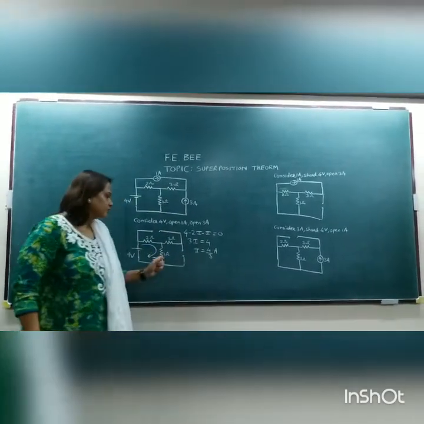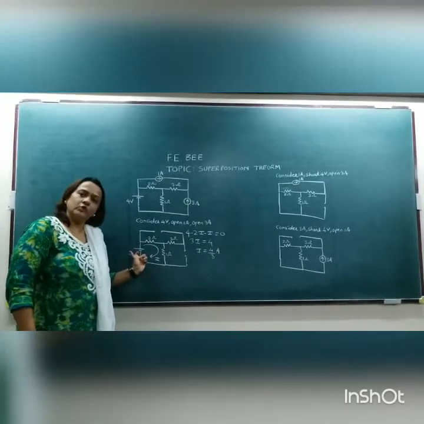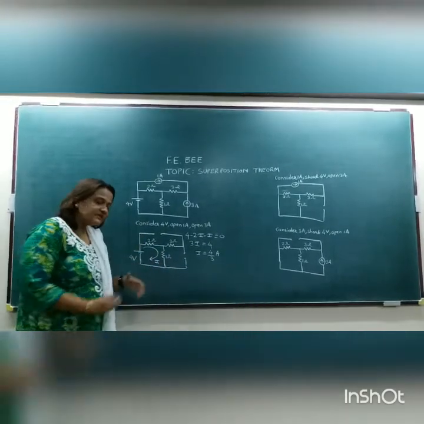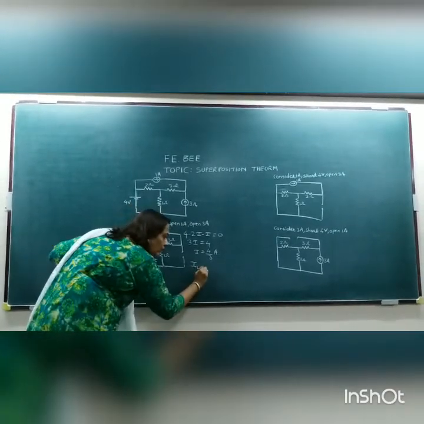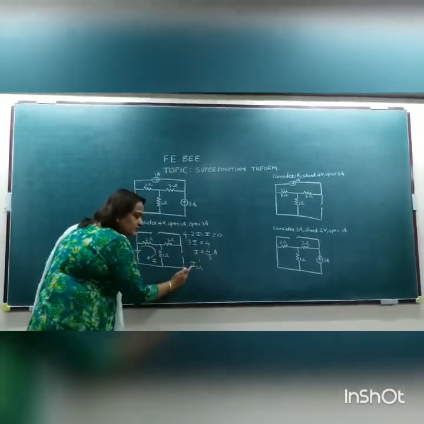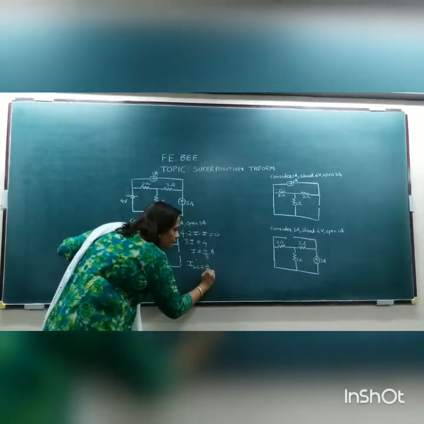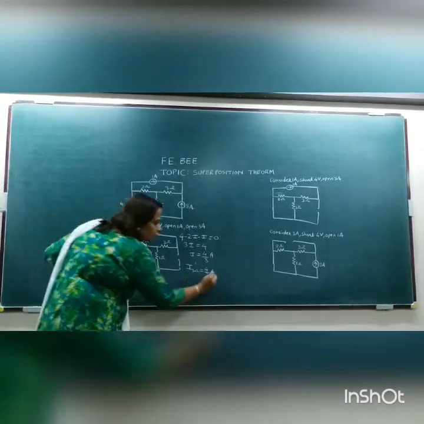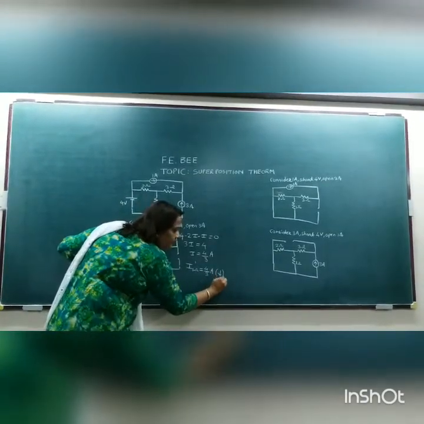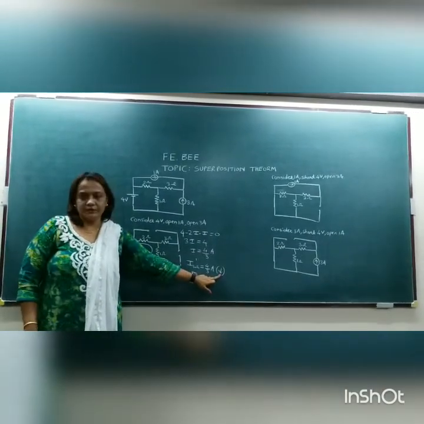This is the current which is flowing through 1 ohm only because of 4 volts. As this is our first case, we will denote this current as current through 1 ohm dash. So this is I 1 ohm dash. This is due to 4 volt voltage source. Now direction of this current through 1 ohm is downwards. So this current is flowing through 1 ohm in downward direction.